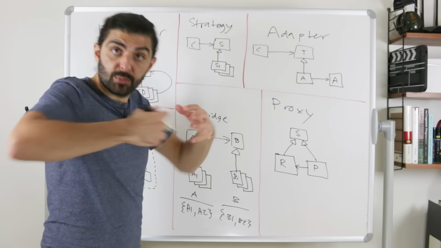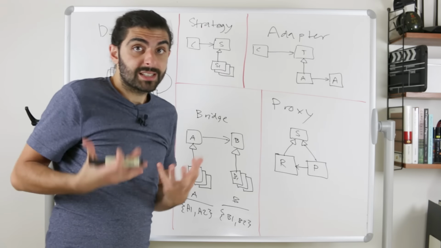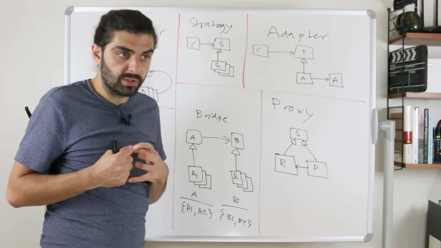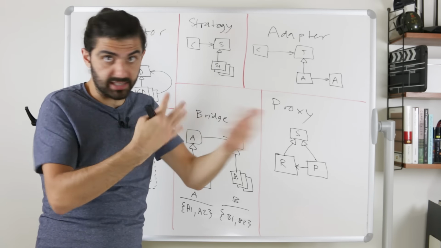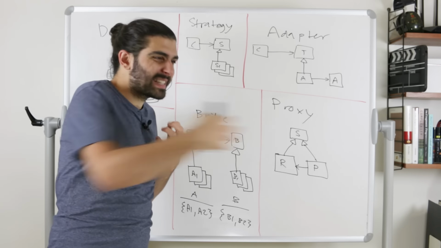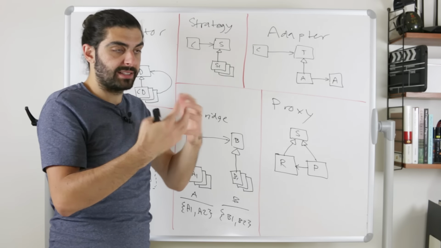So the proxy is a thing that uses the same interface. So you can place the proxy instead of the thing that you wanted to use, because it has the same interface, it's interchangeable. But then the proxy controls access to that thing that you placed it in front of.